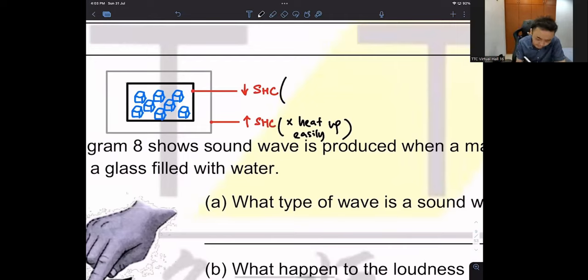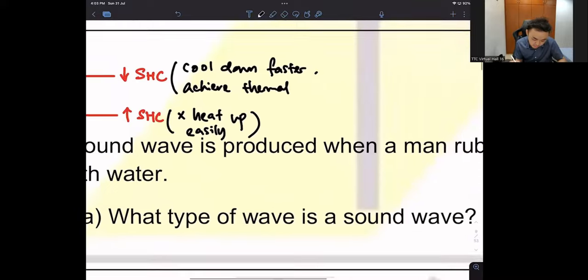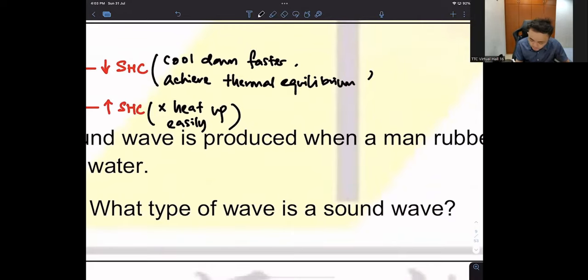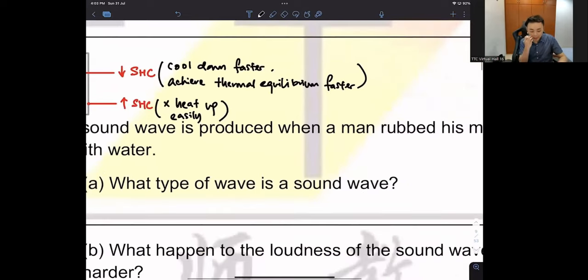So the reason is because you want them to cool down faster. Yes, you want it to cool down faster, to achieve thermal equilibrium faster with the ice inside, whatever. Okay, there you go.